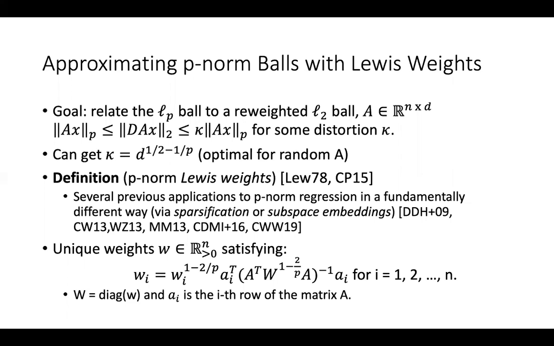While Lewis weights have seen a lot of use in p-norm regression in the past, those methods generally worked by doing something like sparsification or subspace embeddings to give an improvement. We believe that the way we're using Lewis weights is fundamentally different from these previous sparsification-based approaches, and I'll try to get into the differences a little later.